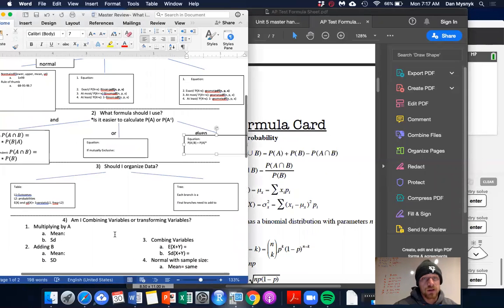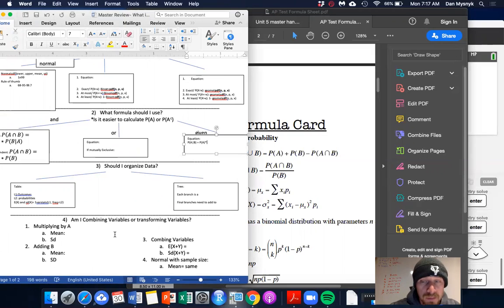Another question you should ask yourself if the question is about probability is, should I organize my data? Should I do a table? If you do a table and you want your expected values, that's what I walked you through already. The more useful one is a tree, if your things happen in sequence.